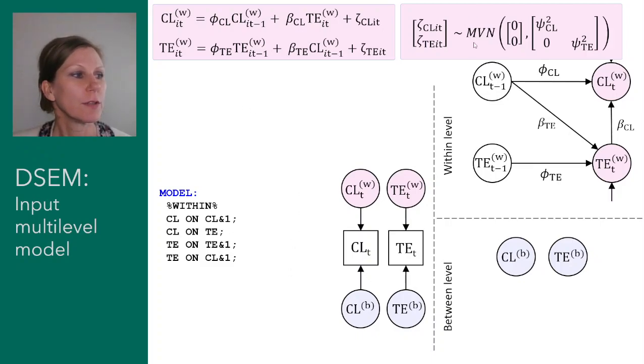We can look at this then also the residuals. We can indicate here that these residuals come from a multivariate normal distribution. The means for both variables are 0, so we have a vector, the mean vector contains zeros because it's residuals. And then the covariance matrix for these residuals contains the variances on the diagonal, which I indicated here with psi squared. And there is a covariance, but that's fixed to 0 because there's no two-headed arrow here between the residuals.